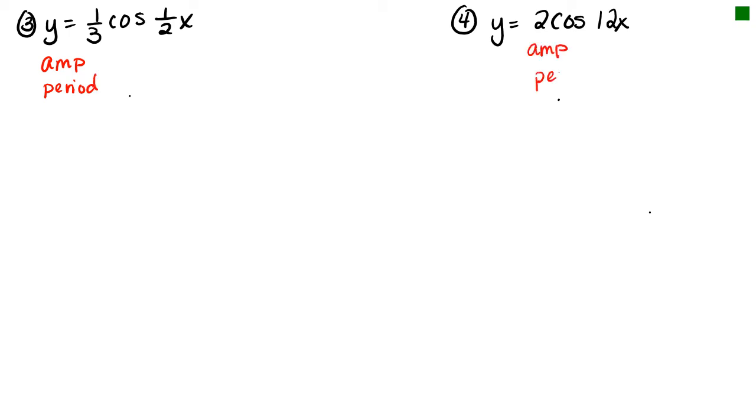And now we're doing cosine. With cosine, we don't start at 0. We start at 1, down to 0, down to -1, back to 0. Our amplitude of this one is 1/3, so I'm only going to go up to 1/3. My period is 2 pi divided by 1/2, which equals 2 pi times the reciprocal, 2, so 4 pi. 4 pi is easy to split in 4.